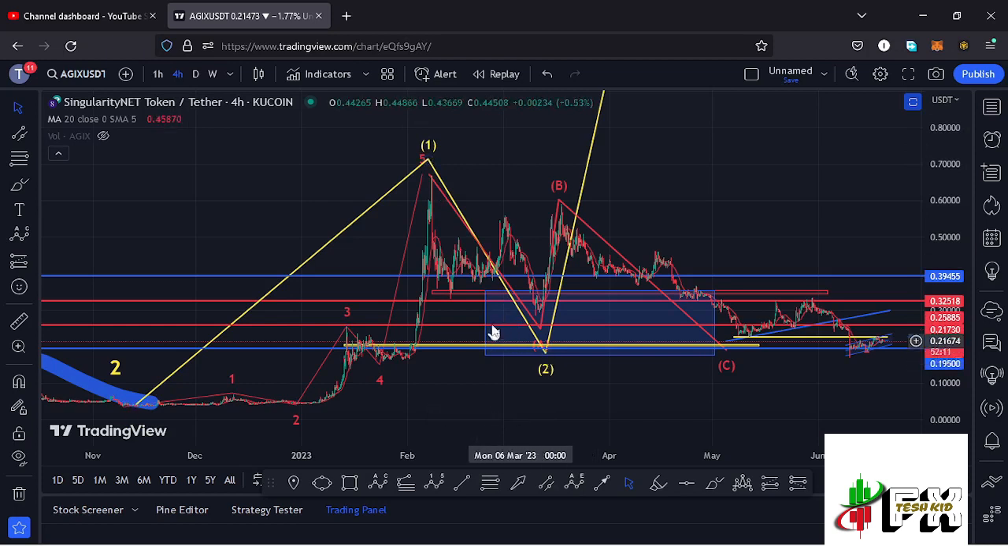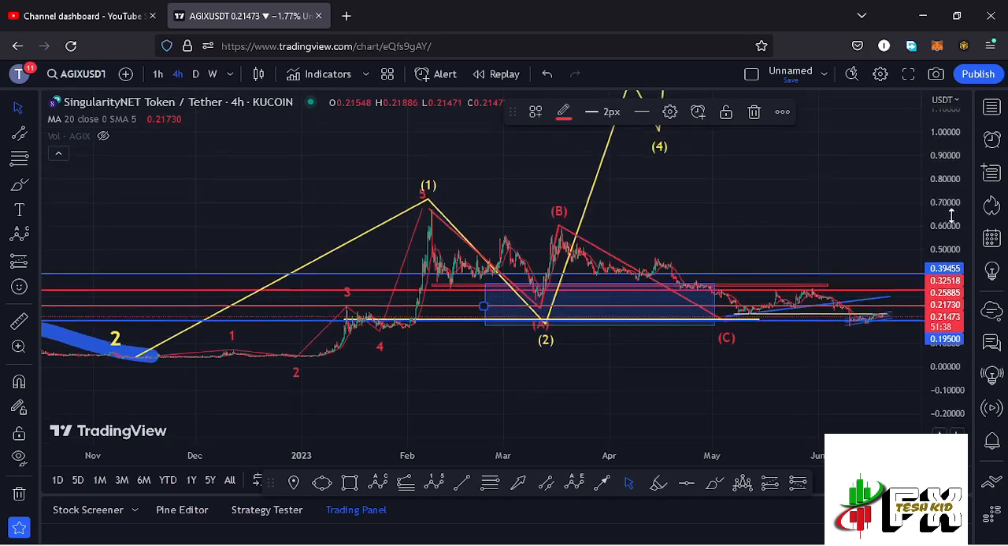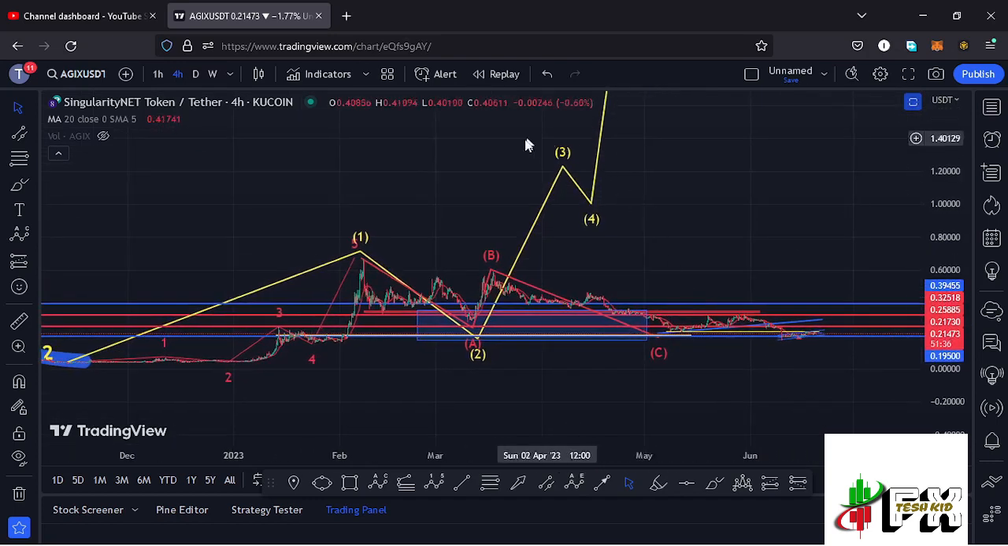Minimum target areas highlighted on the charts using this blue target area, which is an area that we have now been able to fully maximize since we have been breaking down into the target area in this ABC corrective structure, in a move that has now given us a low at around the $0.17 mark. And since we have fully maximized that target area, I'm now expecting Agix to give us a reaction off that target area and start an impulsive move to the upside in the formation of this larger Elliot wave count 3.